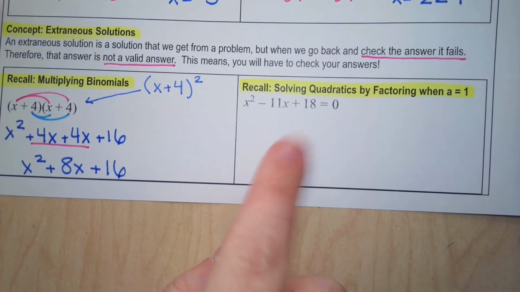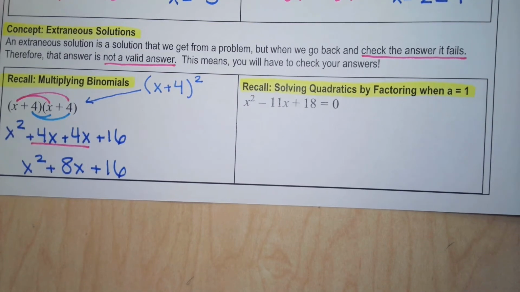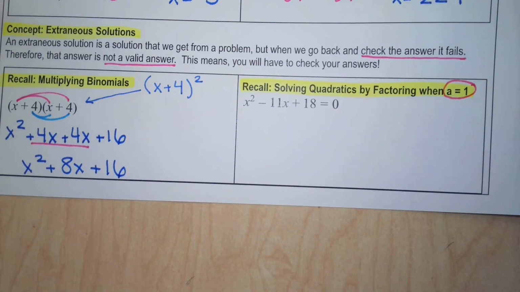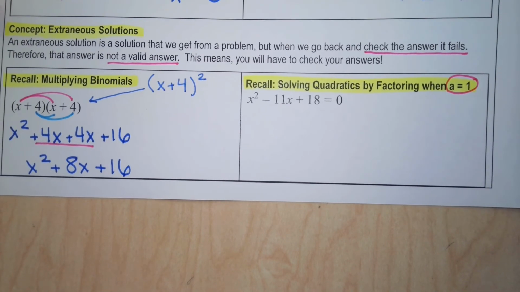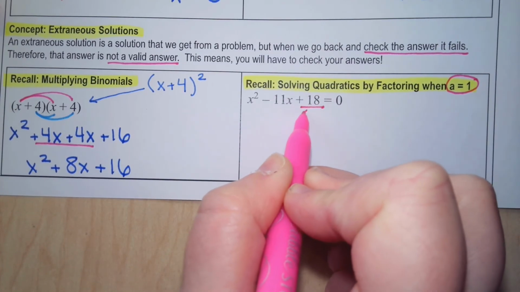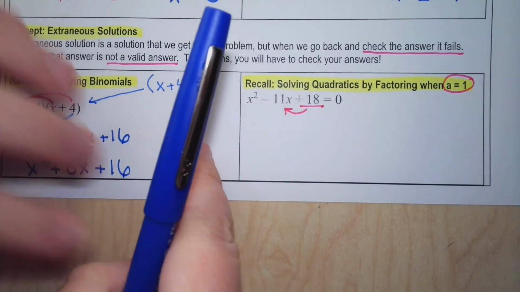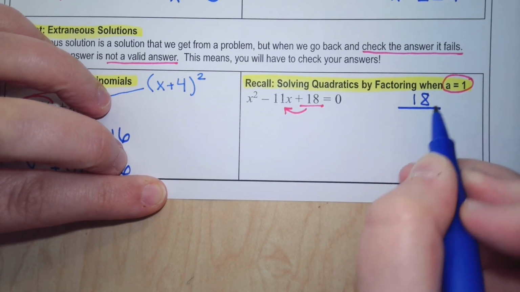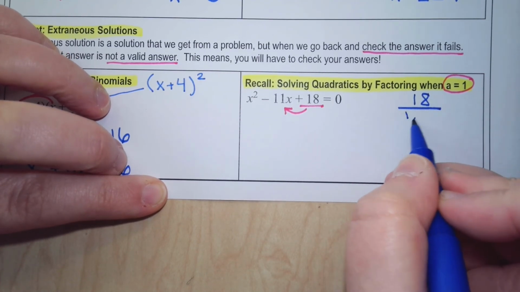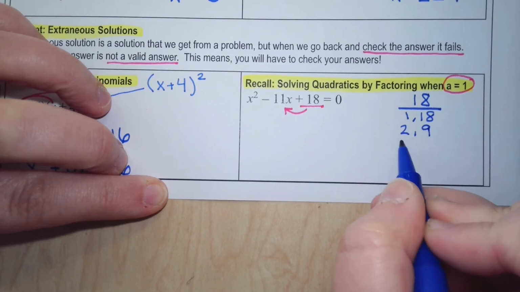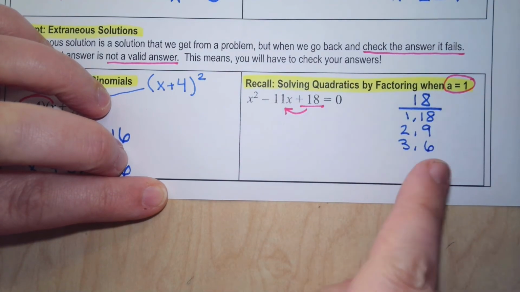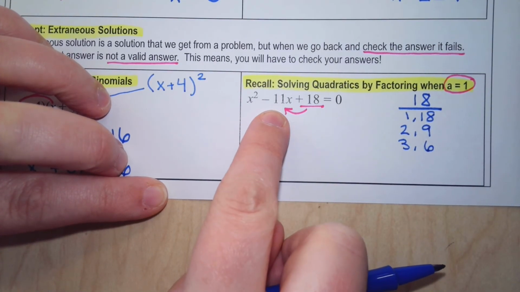The second thing we need to remember is solving quadratics by factoring when a is equal to 1. So we are keeping these problems super nice. You don't have to use the quadratic formula if you don't want to. It's not a not equal to 1 factoring. It's just simple a is equal to 1. So here we have x squared minus 11x plus 18. Remember, factors of c that give us b. So our c value is 18. So we need to list out the factors of 18. 1 and 18, 2 and 9, 3 and 6. Then we want the pair that gives us negative 11.